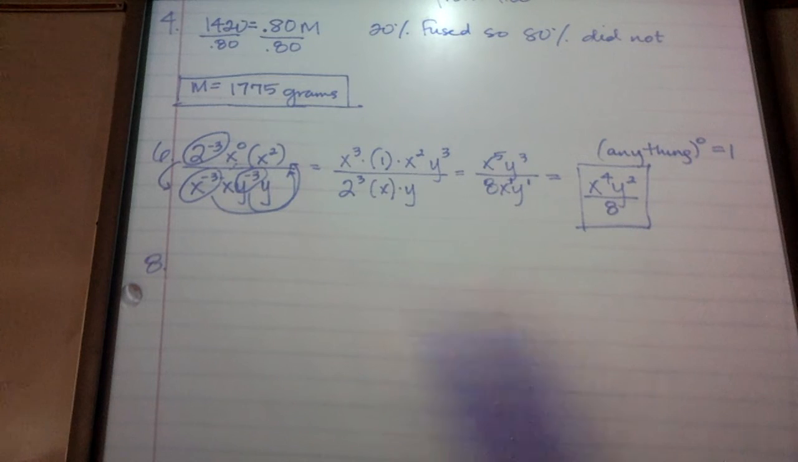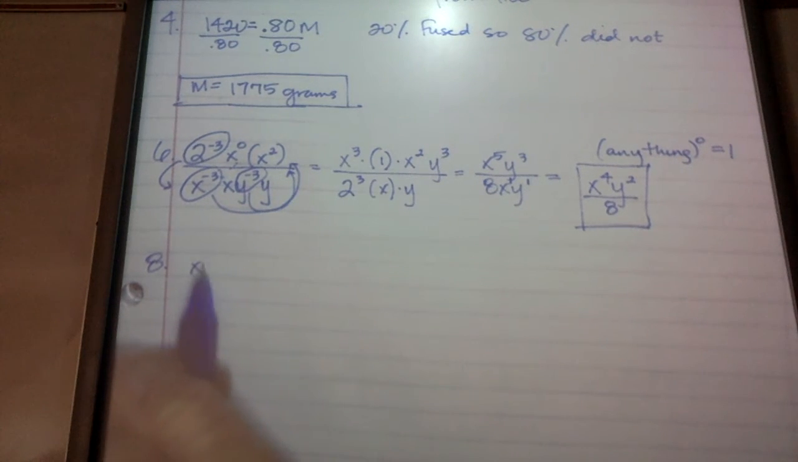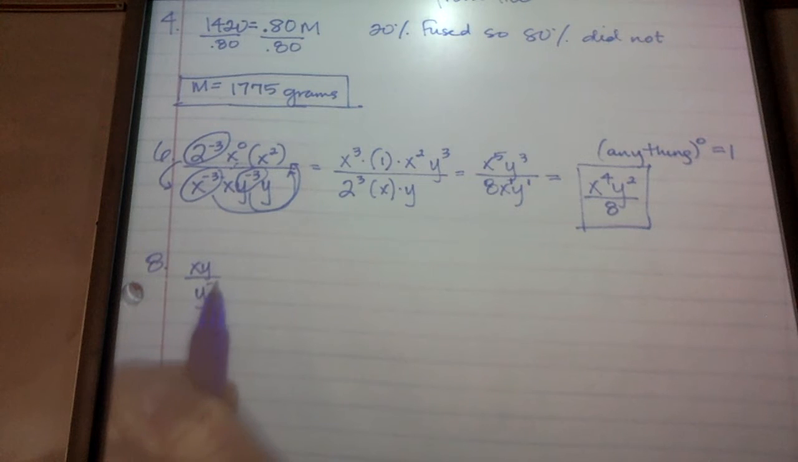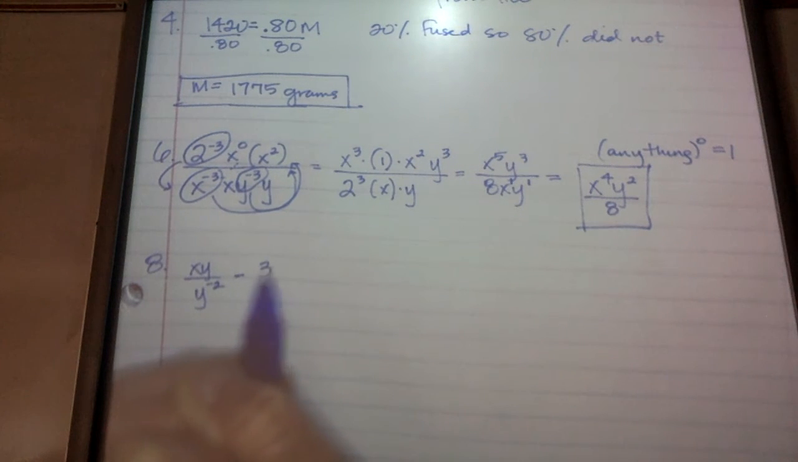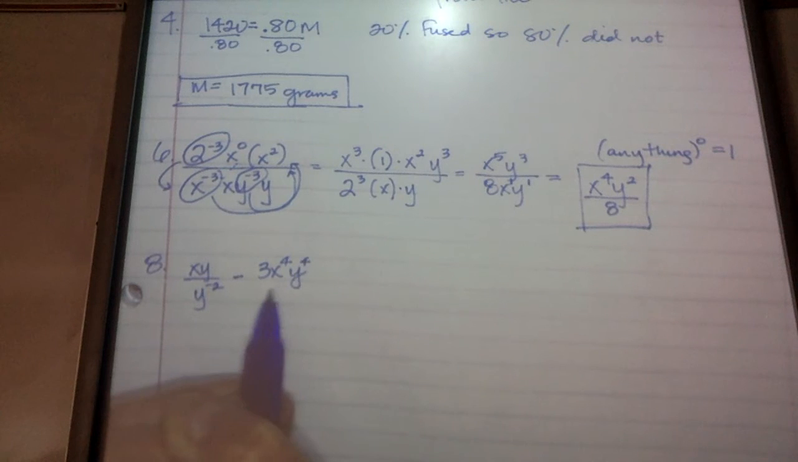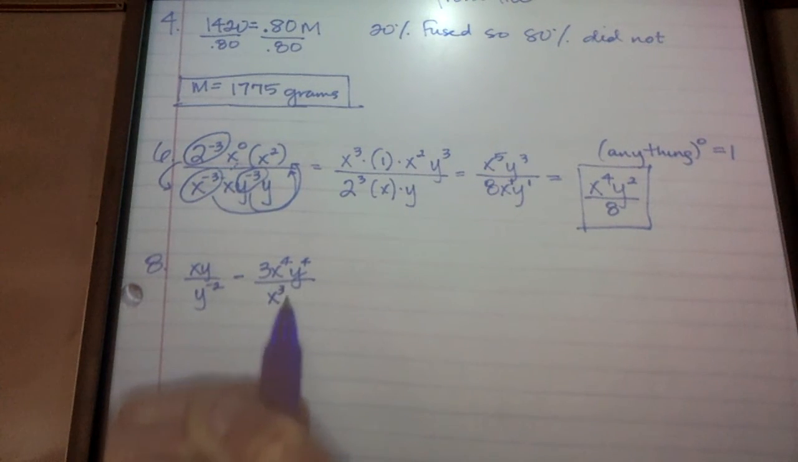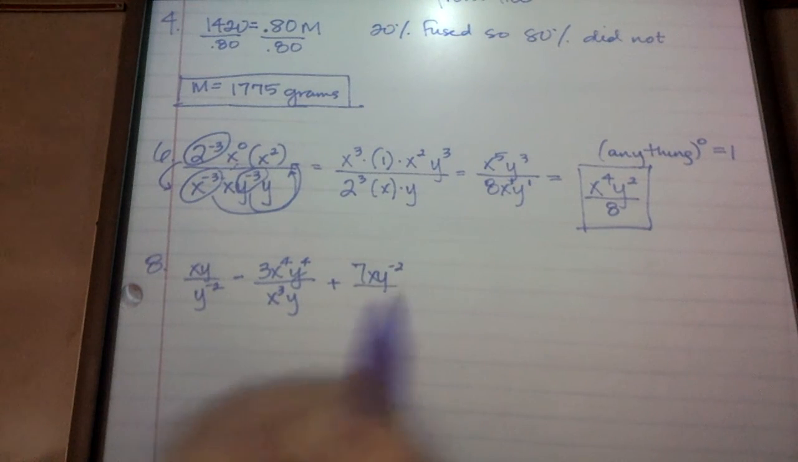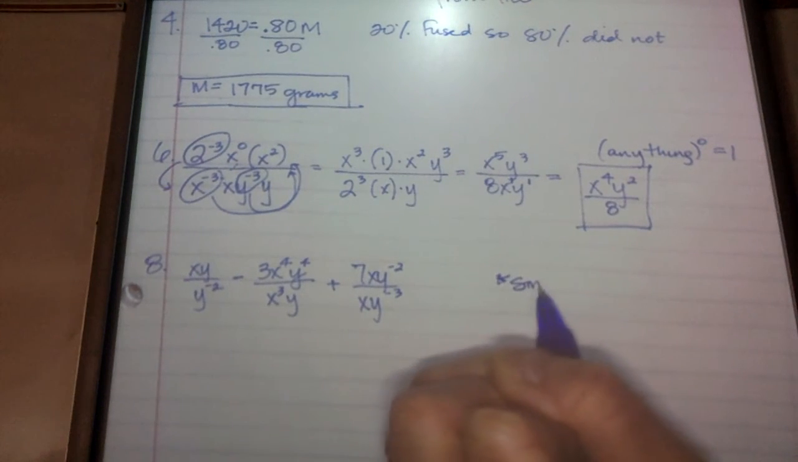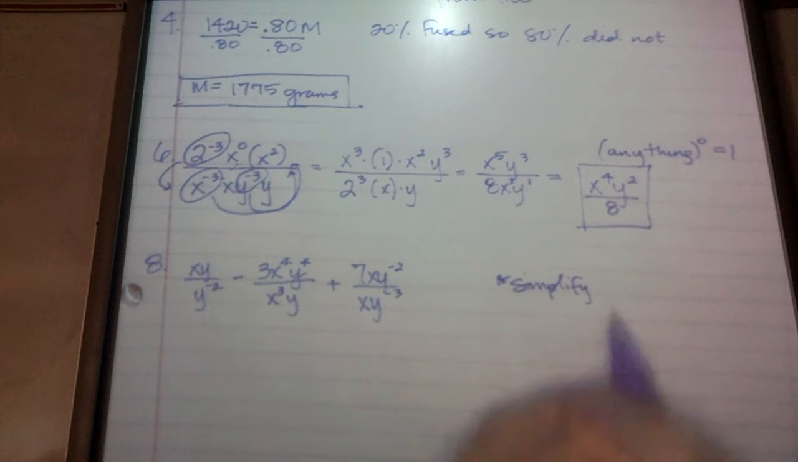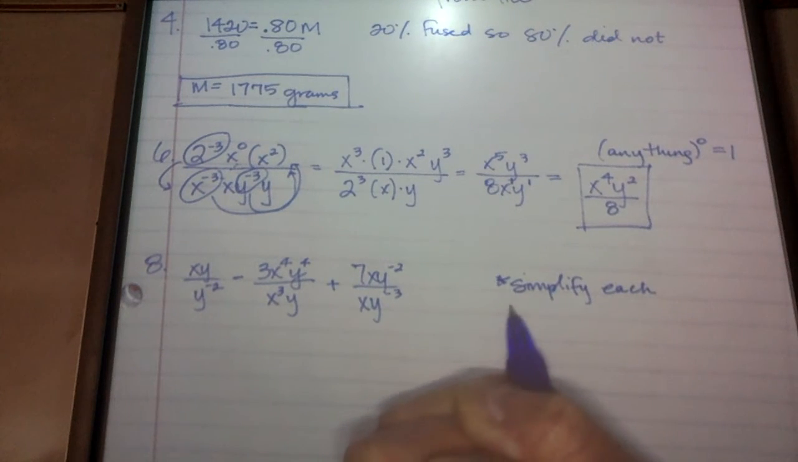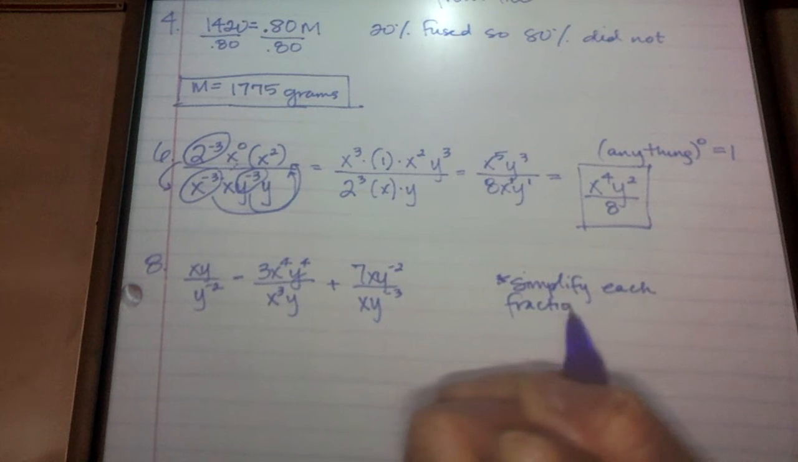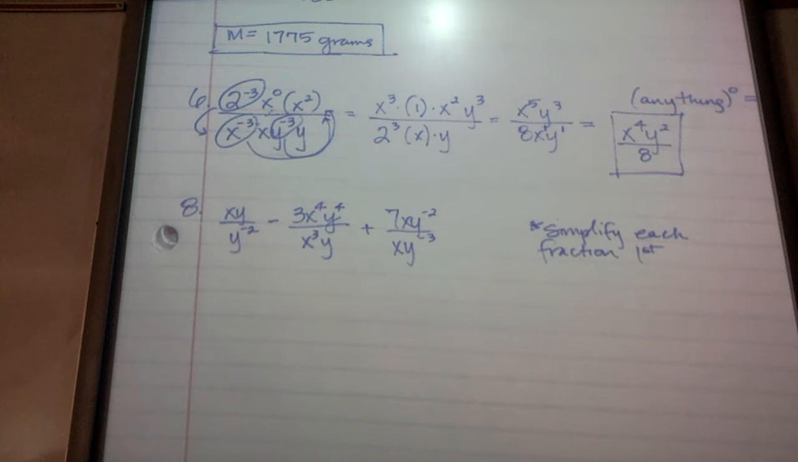Number 8 in your trig lesson wants us to simplify xy over y to the negative second, minus 3x^4 y^4 over x cubed y, plus 7xy to the negative second over xy to the negative 3. We are going to simplify each fraction first. Don't try solving number 8 until you simplify each one.